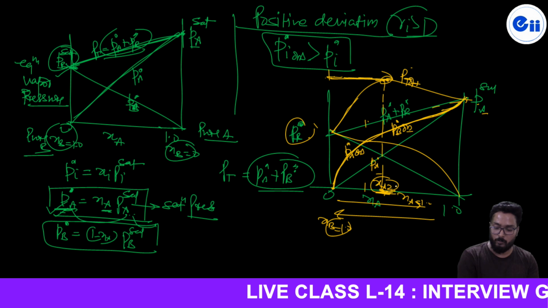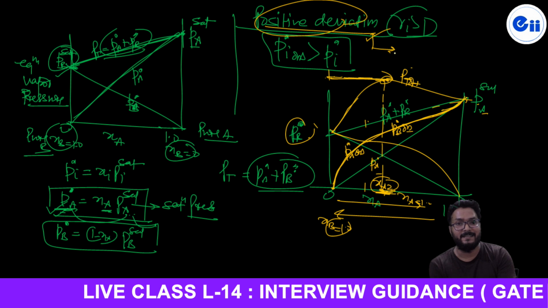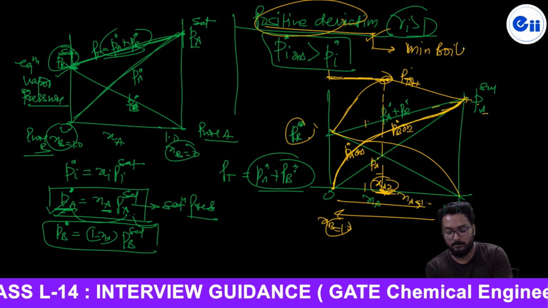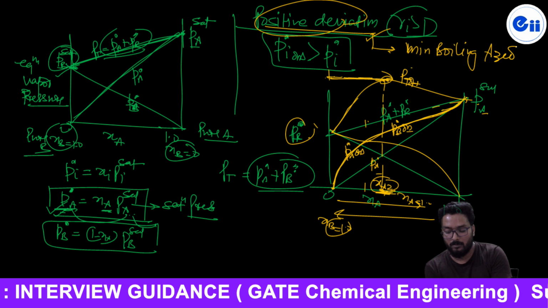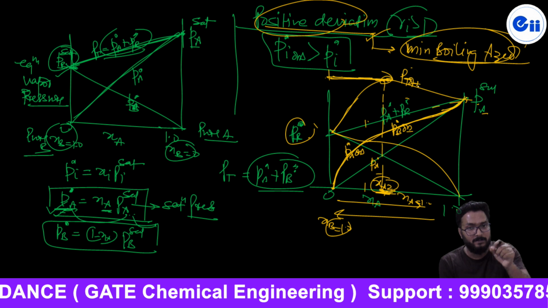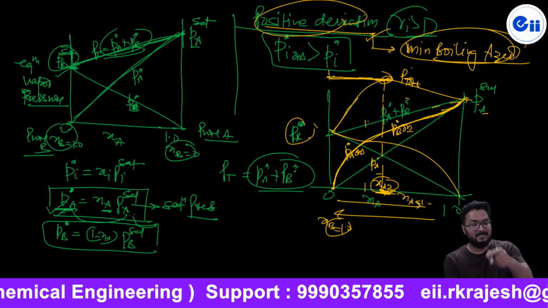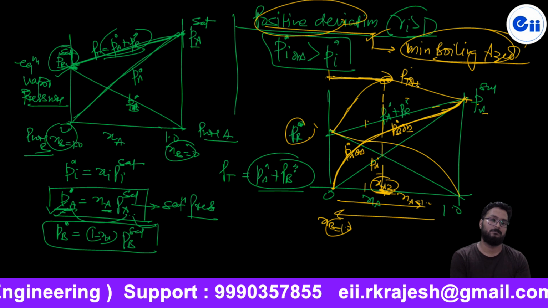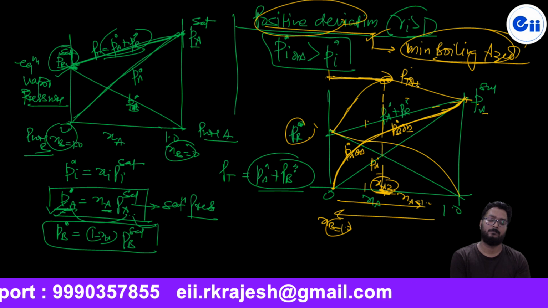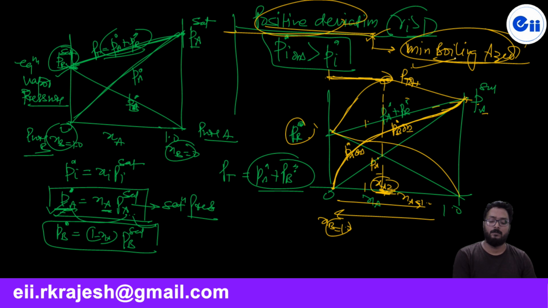So we have seen a very important thing. It means the positive deviation from ideality. This type of non-ideal liquid solution will indicate the minimum boiling azeotrope. Why minimum boiling azeotrope? Because the total vapor pressure at a certain composition, the azeotropic composition, is found to be maximum, and that's why at this composition the boiling point will be minimum. And that's why positive deviation from ideality will indicate the minimum boiling azeotrope. This is the reason.